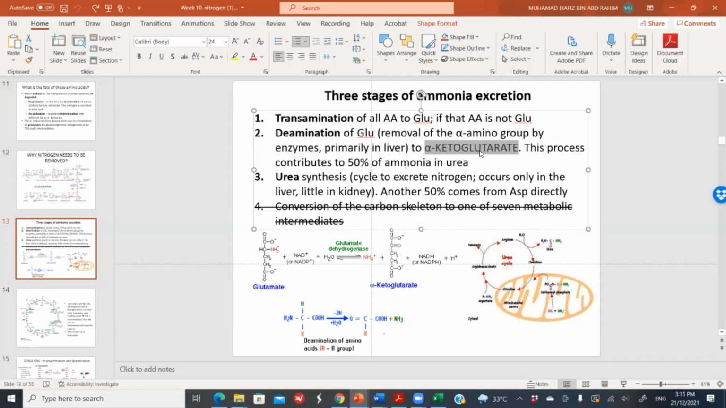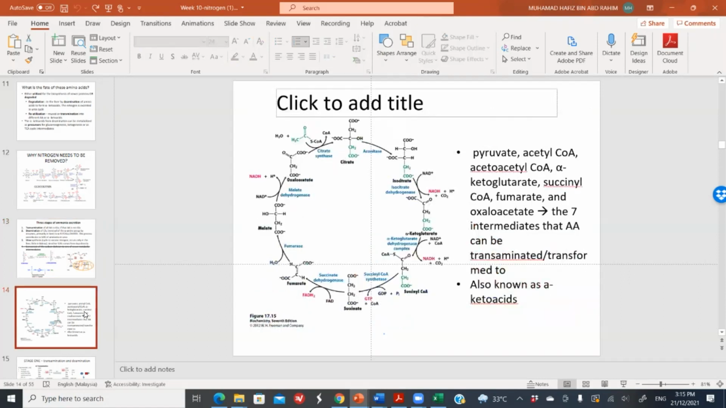Later, when it becomes alpha ketoglutarate, we have deaminated, we have removed the nitrogen. This nitrogen will be in the form of ammonia, which will enter the urea cycle. And the third one is that it will enter the urea cycle. So this is the TCA cycle. As you can see, there will be one alpha ketoglutarate here.